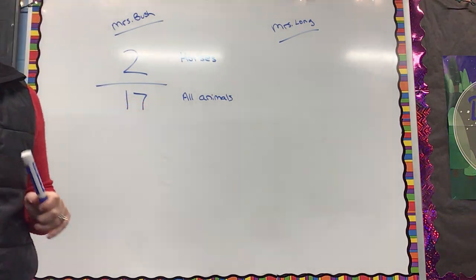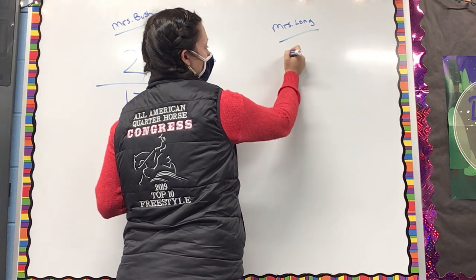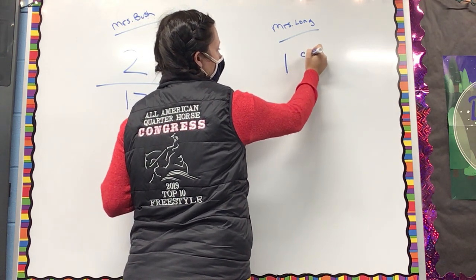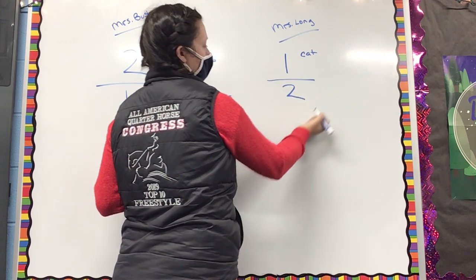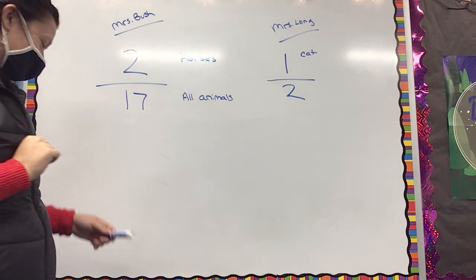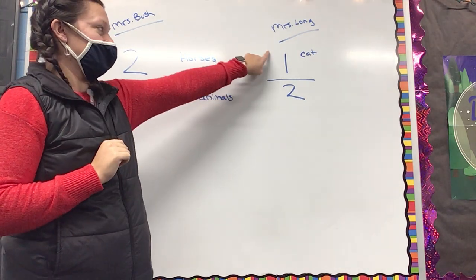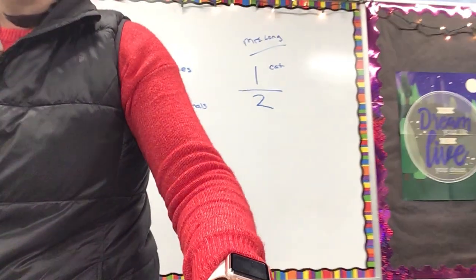All right, an example from Mrs. Long. Ready? Mrs. Long has one cat out of 2 animals that she has all together. She must have a dog too. She has a dog too. Yep. So she has one cat out of 2 animals all together.